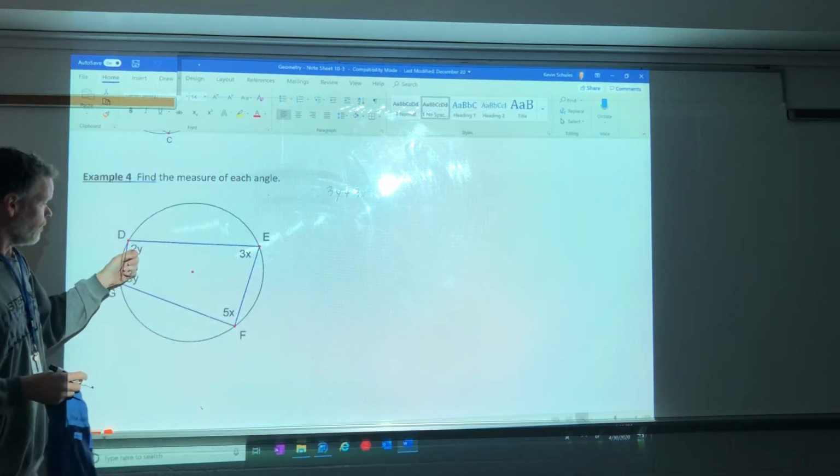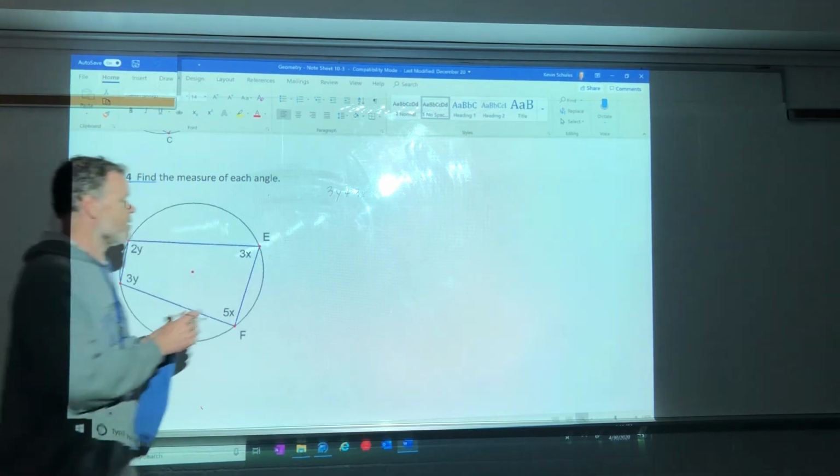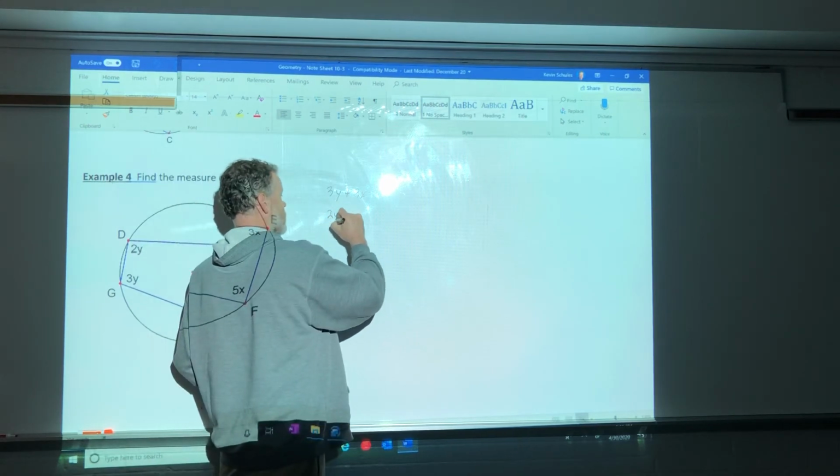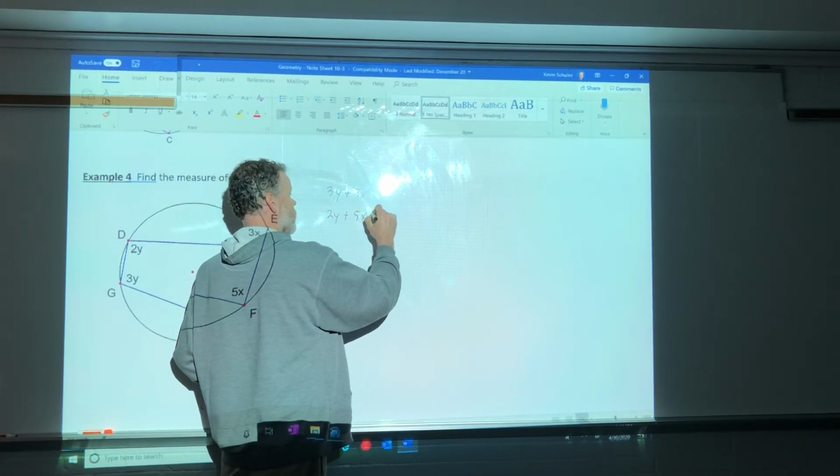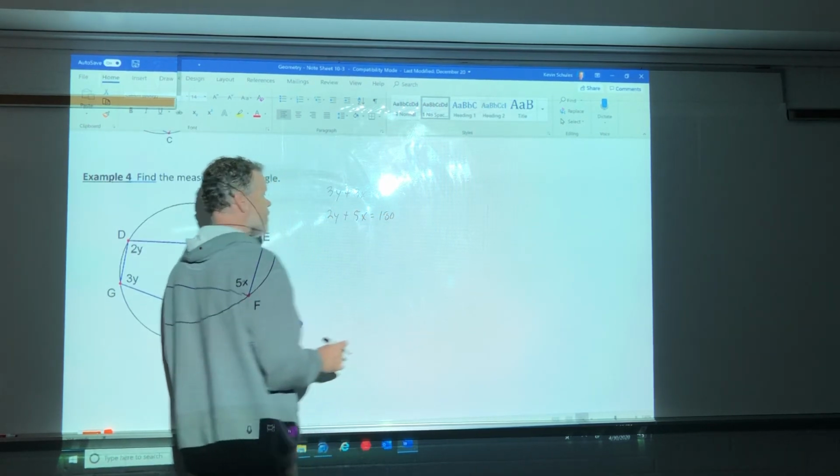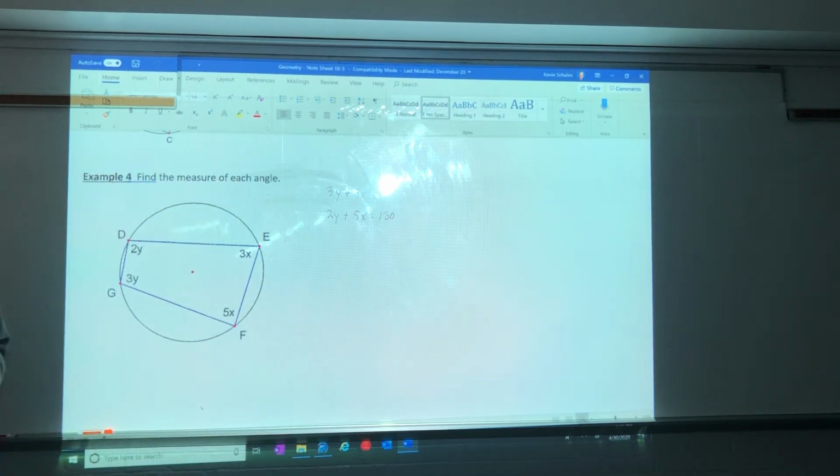We also know that 2y plus 5x also equals 180 degrees. Now, you can do a couple different things here if you wanted to. Sometimes you use substitution. I probably would use the elimination method.